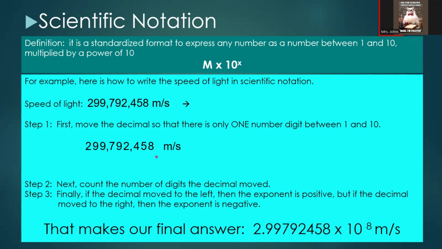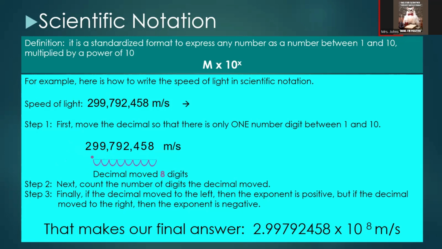So first of all, we've got to move the decimal so that there is only one digit between 1 and 10. Right now, the decimal is after the 8. And we've got to move it over between the 2 and the 9 so that there's only one digit. Now, we need to count the spaces that we just moved the decimal over. So there's 8 decimal places that it got moved over.